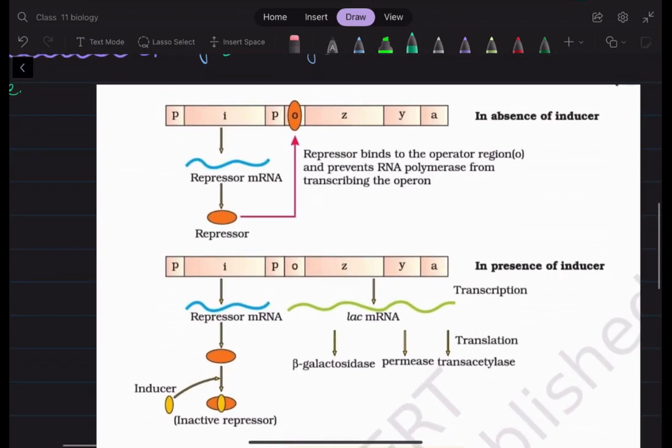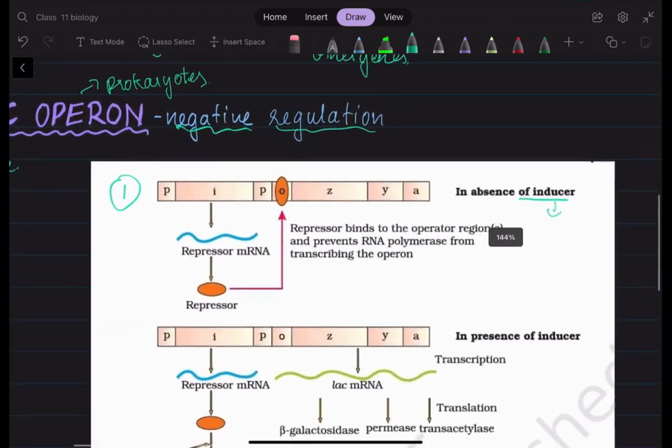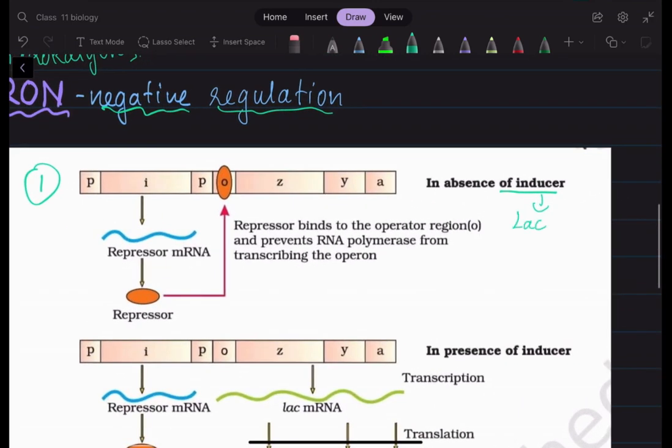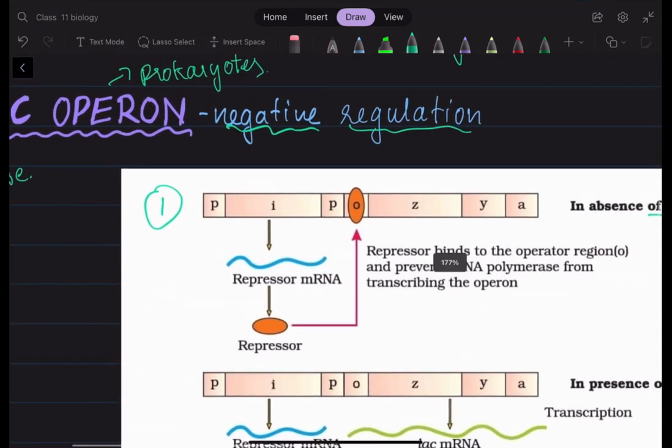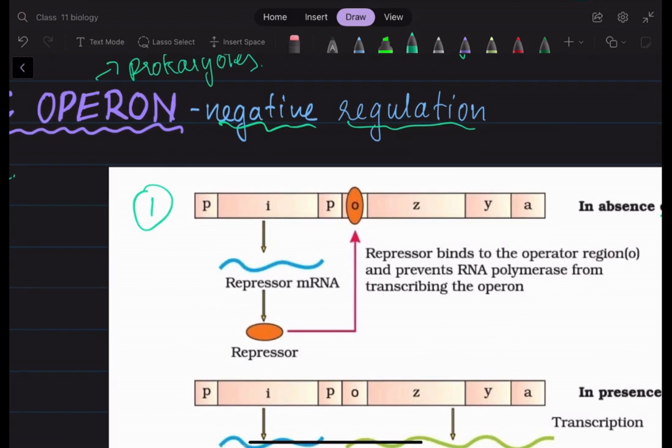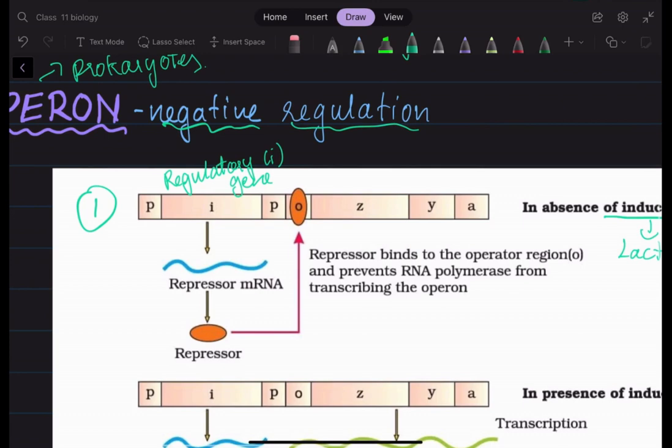So first case is in the absence of inducer. What is inducer? Inducer here in this case is our lactose. And why do we call it inducer? We will see. So the lac operon consists of three parts. First we have the regulatory gene, or we say the I gene, and then we have the operator gene, and we have our structural gene.